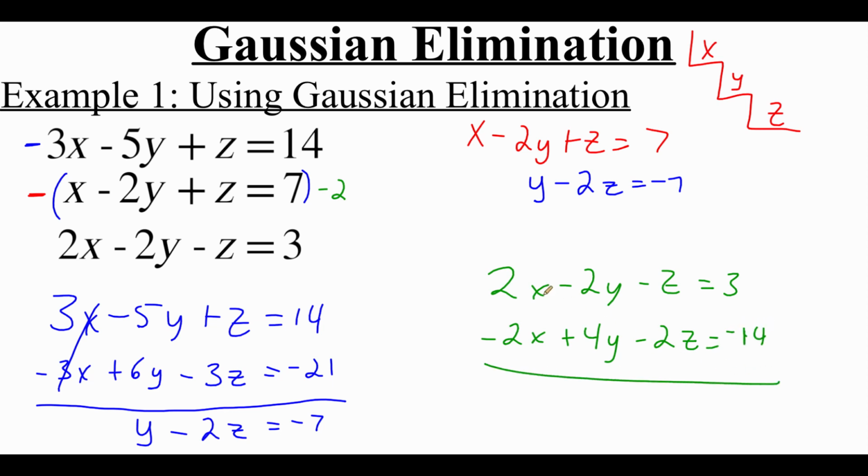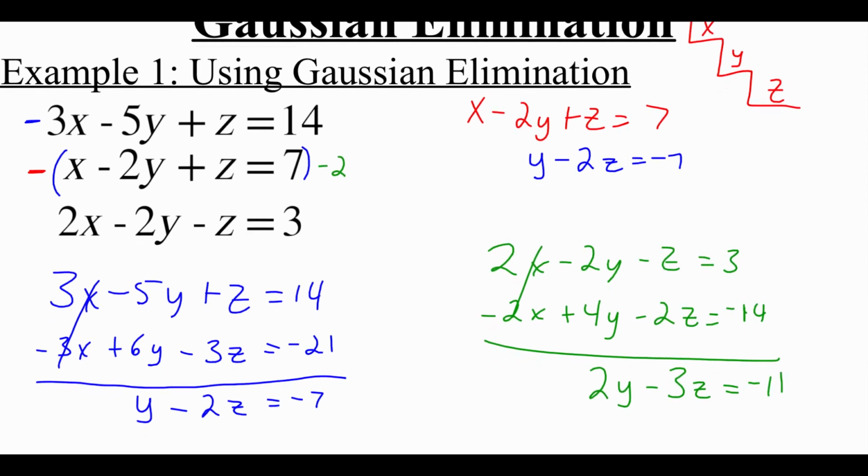Now when we add these two equations together, the 2x and the negative 2x are going to cancel each other out. The negative 2y and the positive 4y give me 2y. Negative z and negative 2z combine to get negative 3z. And then 3 and negative 14 are going to give me negative 11.